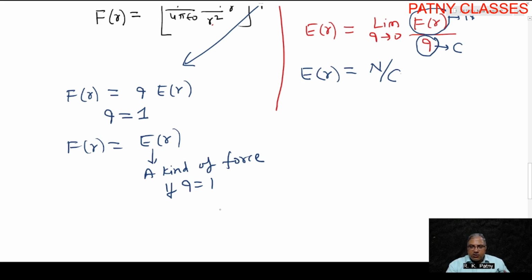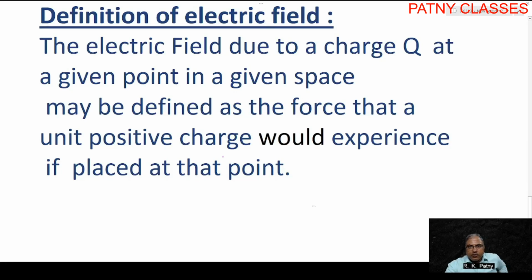So, what is the definition of electric field? Electric field definition is developed from this equation by putting q equal to 1. Let us see now. The definition of electric field: the electric field due to a charge Q at a given point. What is the given point? We had the point P. Here the charge Q was placed, and the given point was the point P.